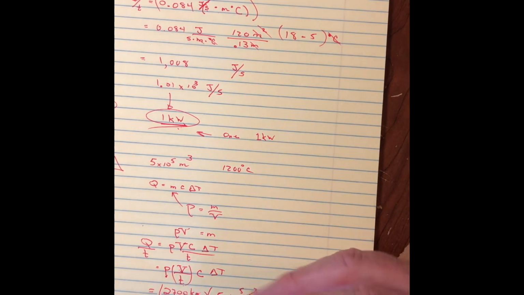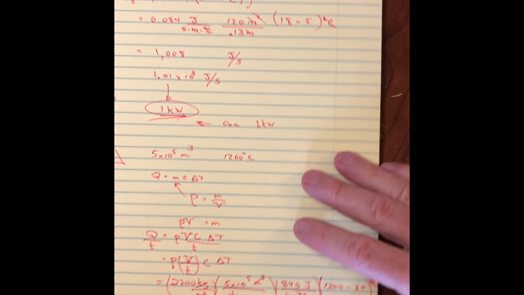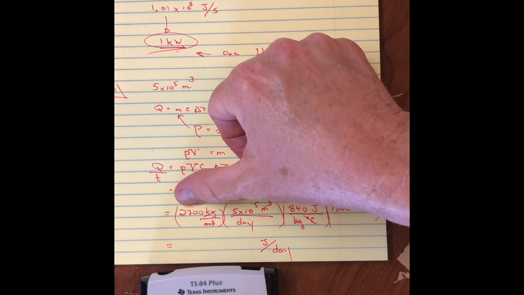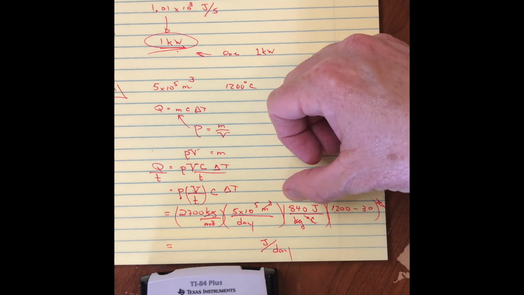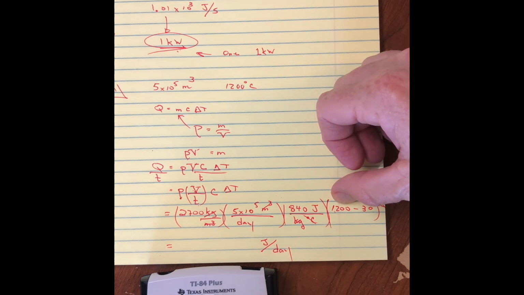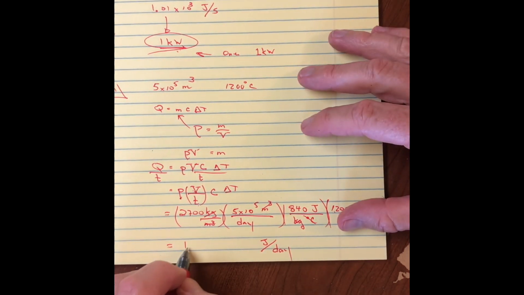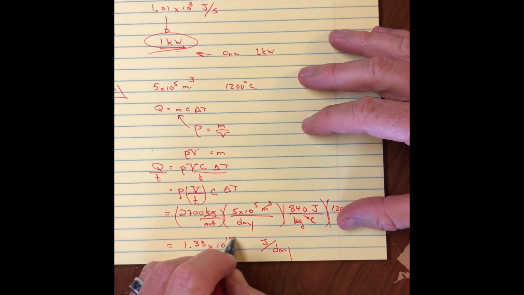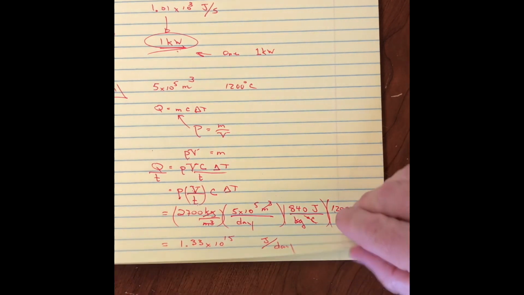Usually when we give an energy transfer, it's per second, so it's watts. So I have a feeling I should keep going with this answer, but I'll pause here for just a moment as I put in my numbers. So 2,700 times 5 times 10 to the 5 times 840 times 1,200 minus 30. And so this would be 1.33 times 10 to the 15 joules in one day.